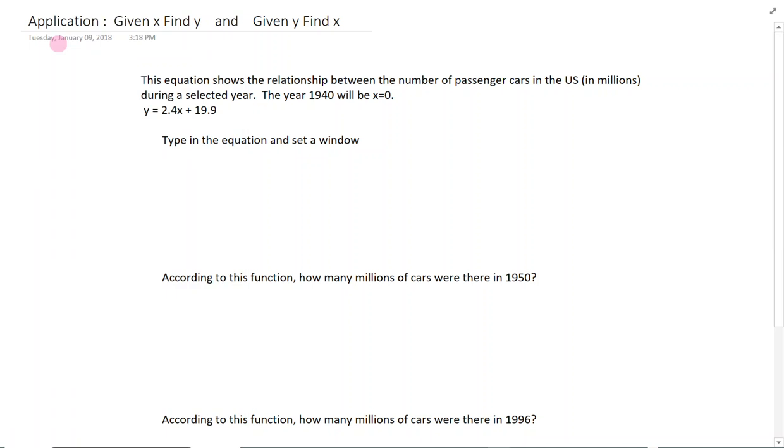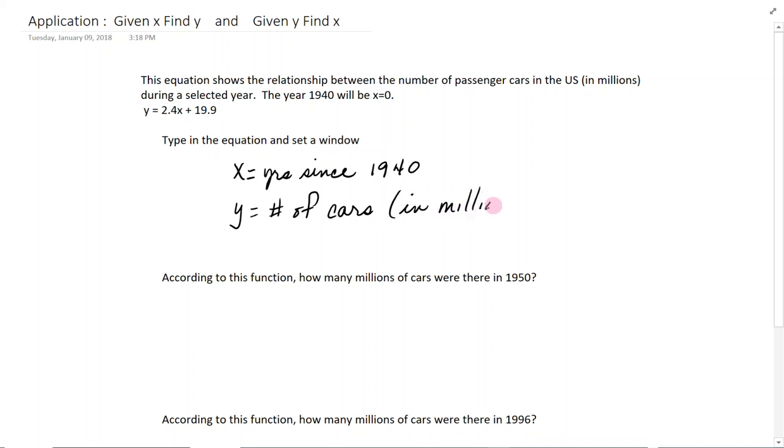That is very important. So I have typed it in, but I'm going to take a minute to remind myself. x is the years since 1940, and y is the number of cars, and it is in millions. Now, anytime you use x and y in one of these problems, it is very useful to write down what x stands for and what y stands for.